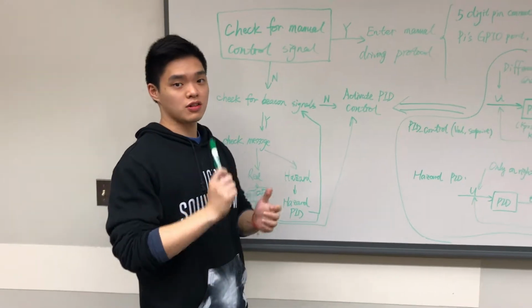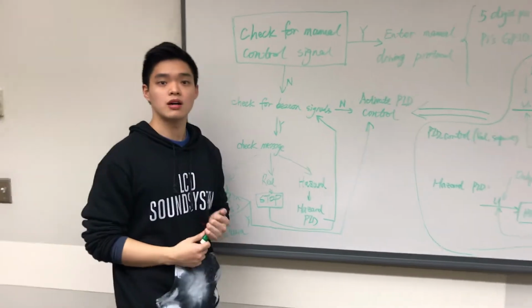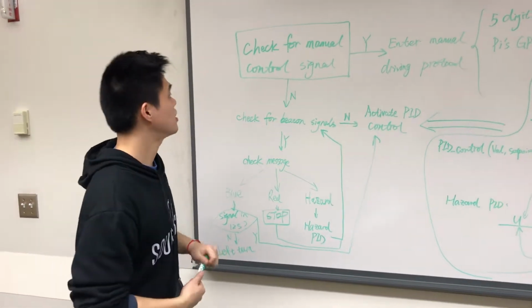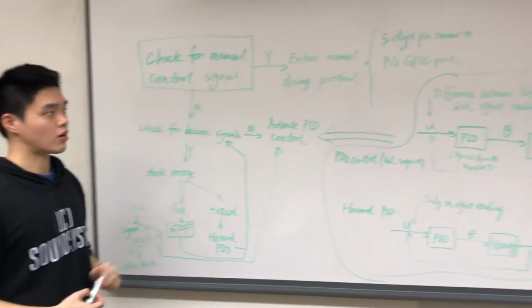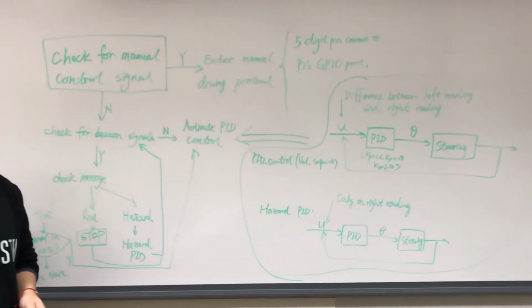Okay, so this is our presentation for Challenge 8. This is Group 5 and my name is Terry Chan. And this is the logic of our whole autonomous car controller.